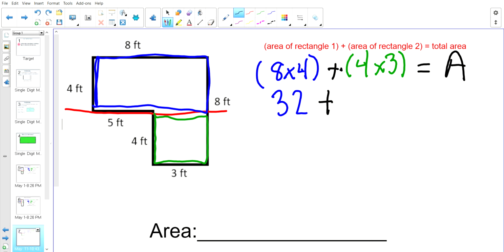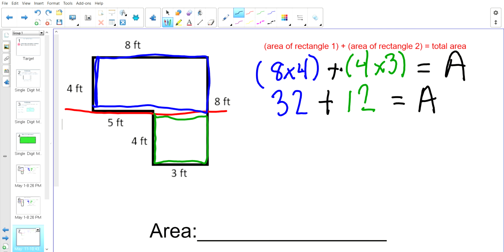I need to add that to the area of rectangle 3, the 4 by 3 rectangle. What does 4 times 3 equal? That's right, 4 times 3 is 12. So the area of rectangle 2 is 12. I need to add 32 square units plus 12 square units to find the total area.